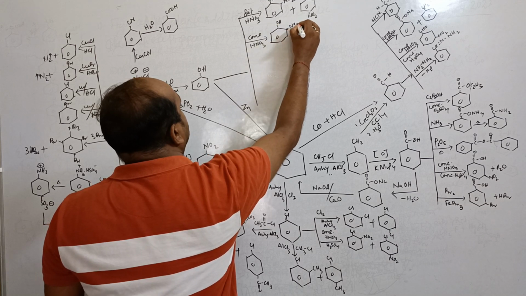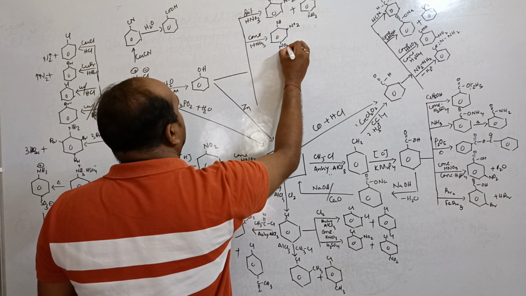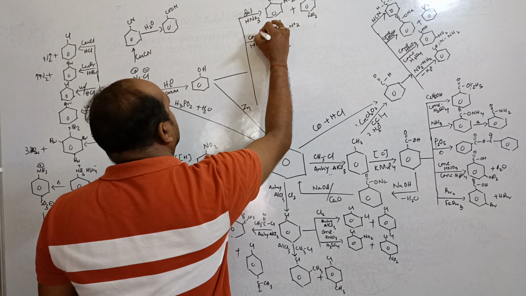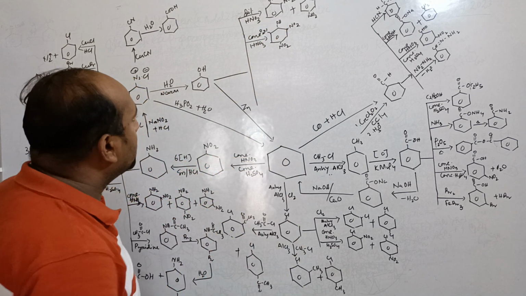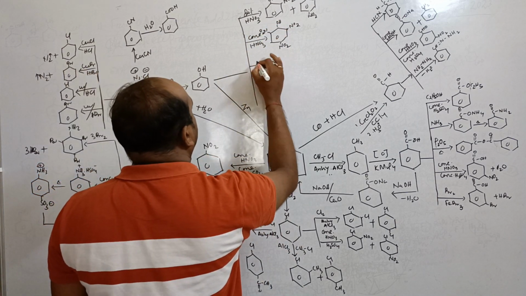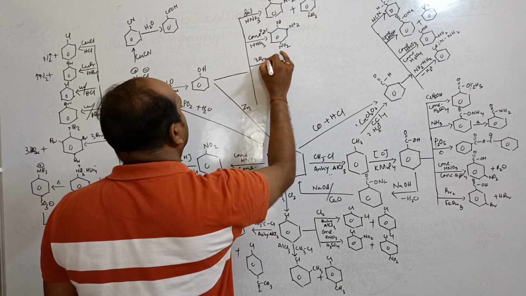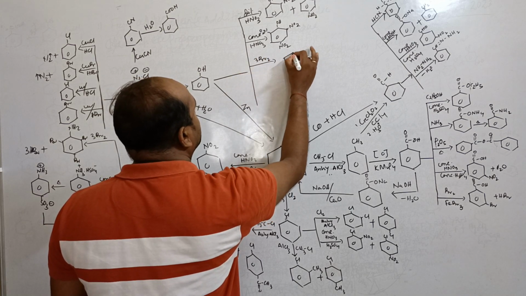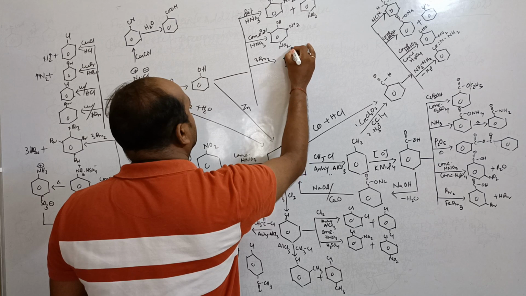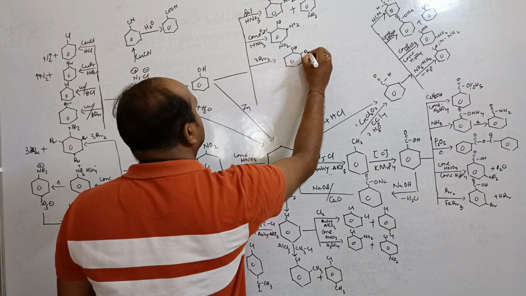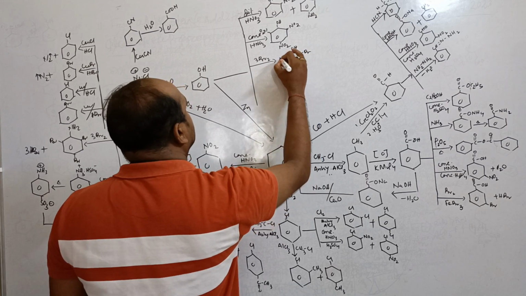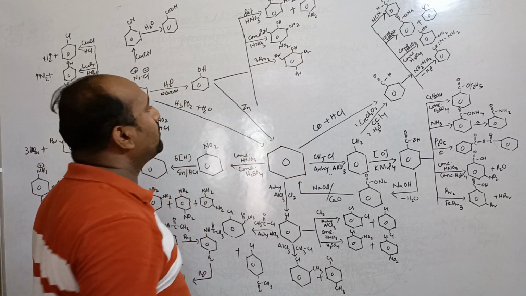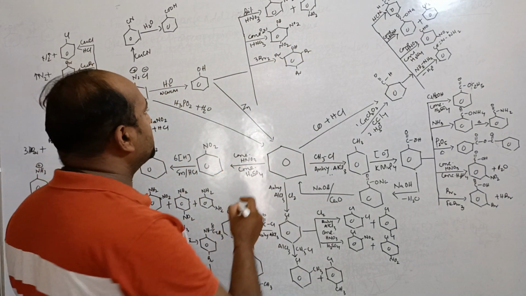2,4,6-trinitrophenol. Okay. Again phenol is treated with bromine water, 3Br2, to form a white precipitate of 2,4,6-tribromophenol, a white precipitate.